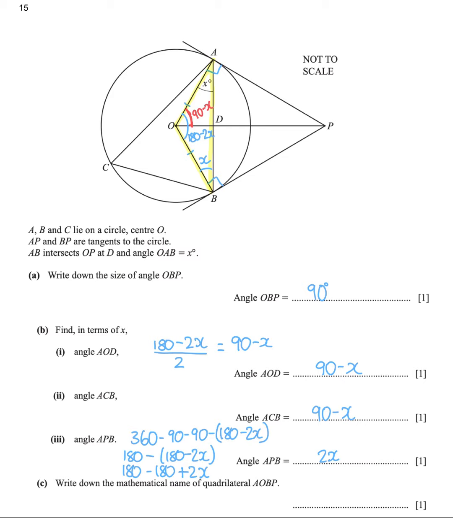And then the last one is the mathematical name of the quadrilateral AOBP. So this is the one I've just been using, and this is what we call a kite. A kite has two lengths that are the same, two other lengths that are the same, and it's symmetrical. So we can see there that it's a kite in terms of the mathematical shape.